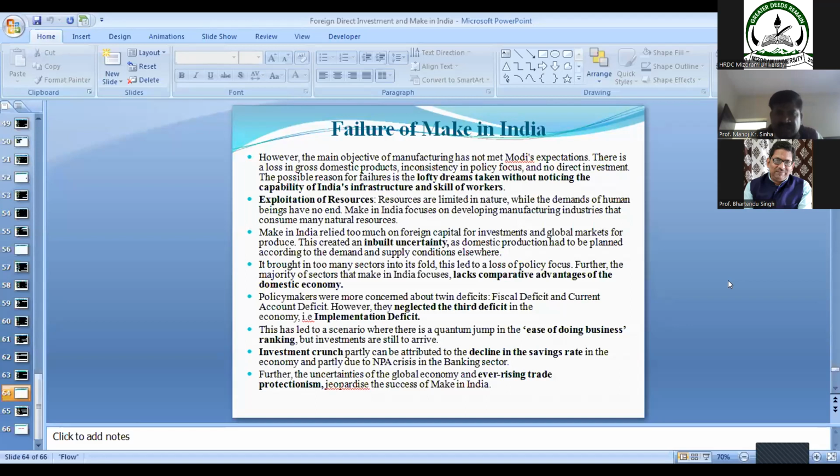Exploitation of resources is also another reason, because resources are limited. Another one is the lack of competitive advantage of domestic companies when we compare them with companies of other countries. We can see we are lacking comparatively, maybe because of size, technology, and other factors. We have definitely improved our ease of doing business ranking, but we still need to make some changes to make India more attractive for investment.